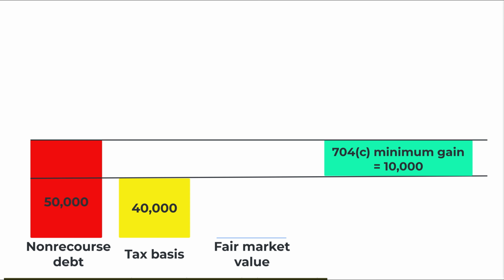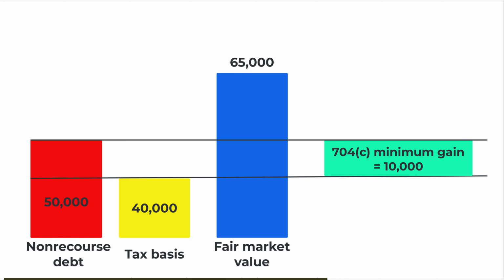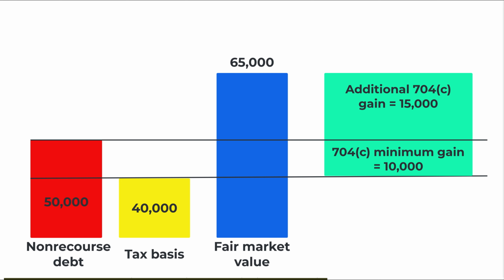It's important to distinguish 704C minimum gain from total 704C gain when contributing property to a partnership. If the fair market value of the land was $65,000 at the time of the contribution, then there would be another $15,000 of total 704C gain. But this additional $15,000 of 704C gain is not minimum gain and would not be a part of the second step in allocating non-recourse liabilities.